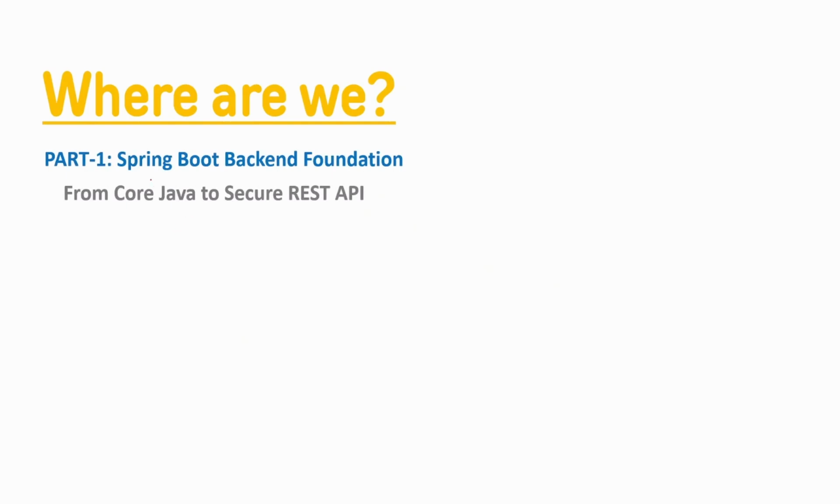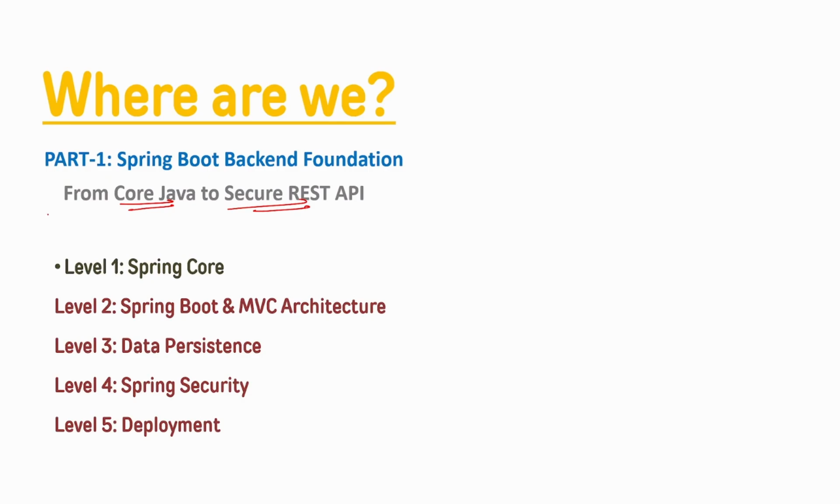As you all know, this course is going to be divided into two parts. In part 1, the Spring Boot backend foundation, we will master everything from core Java to how we can secure our REST API. Part 1 is divided into 5 levels. In level 1 we will learn about Spring core. In level 2 we will learn about Spring Boot and the MVC architecture and how we can build the REST API.